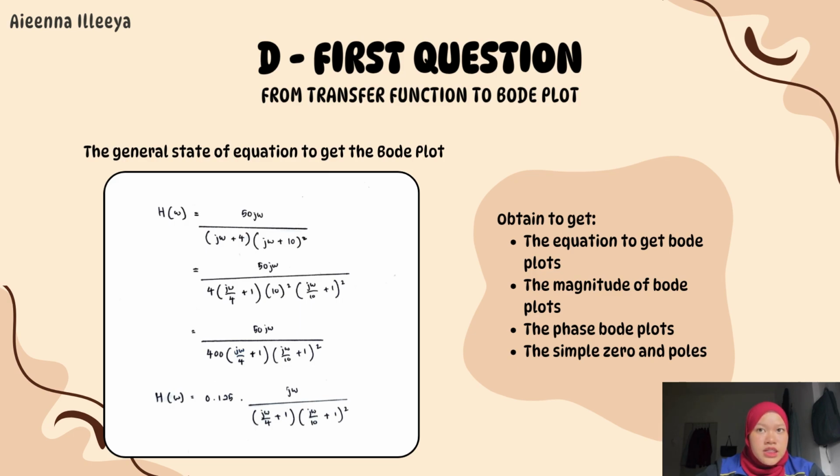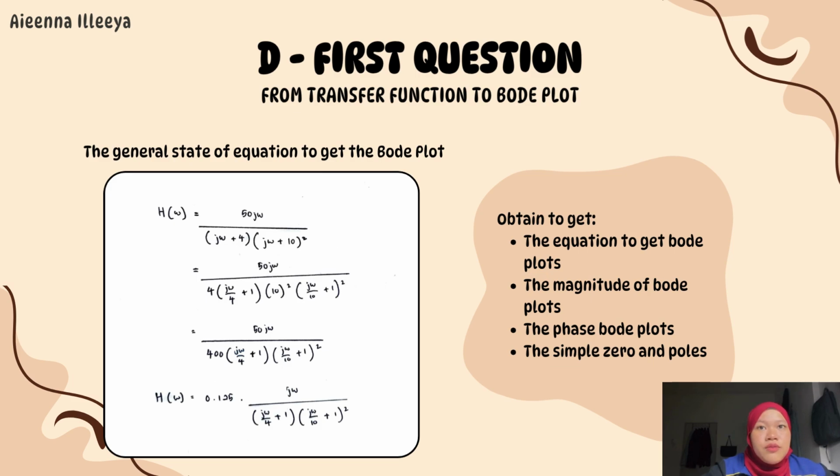The transfer function is simplified and expressed in terms of normalized frequency components, making it easier to plot the logarithmic gain and phase angle. Ultimately, the process helps in understanding the frequency response behavior of the system. The equation represents a transfer function which describes the output to input relationship of a system in the frequency domain. The original transfer function is H(j omega) equals 50 j omega over (j omega plus 1)(j omega plus 10).